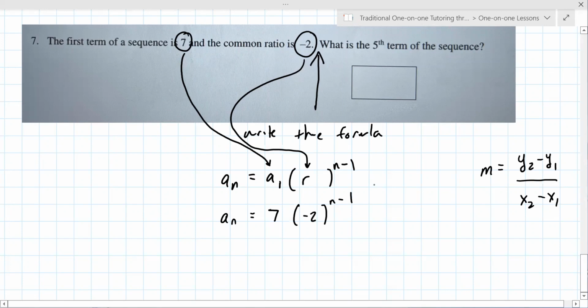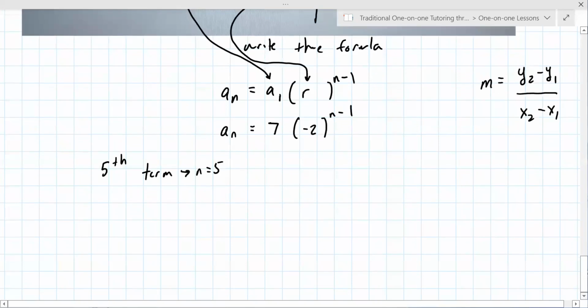So you do this, but you still have to do the part of the question where it asks, what is the 5th term? The 5th term means that n equals 5. A lot of math is decoding: what do they even mean by that? Well, it means that n is 5. So you're finding the fifth term, putting 5 in for n. So a subscript 5 equals 7 times -2 to the 5 minus 1 power. All I've done here is substitute that value of 5 in for n.